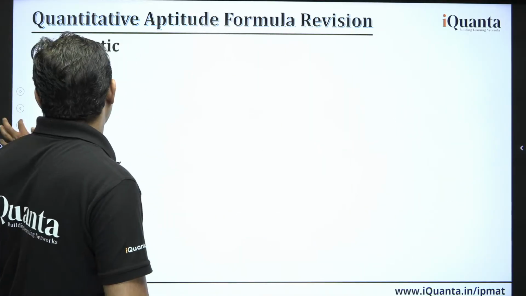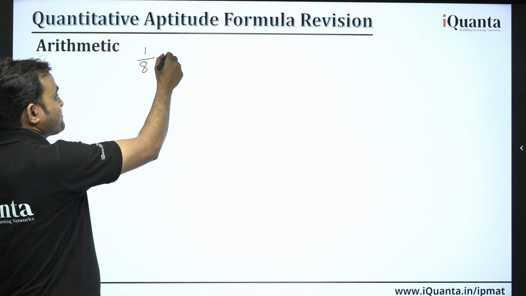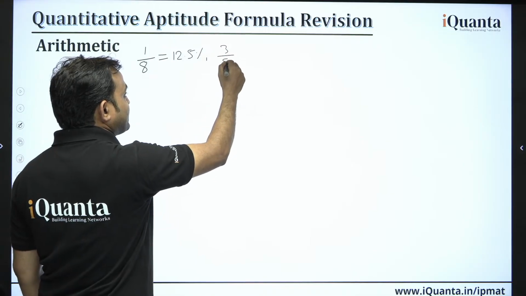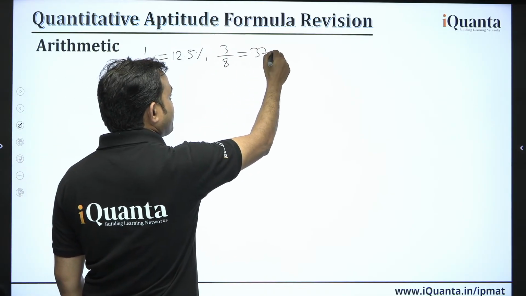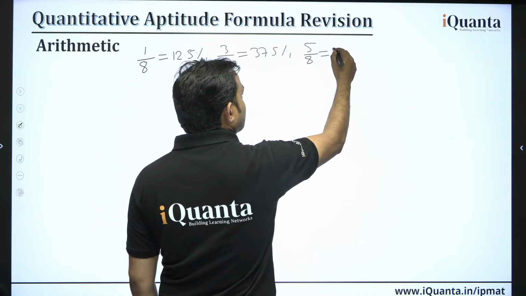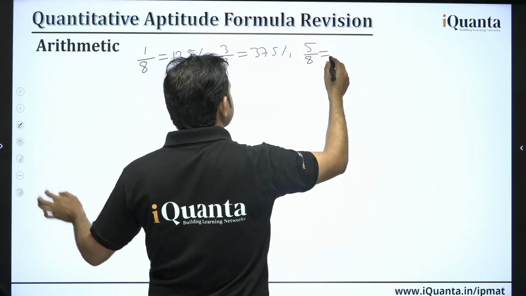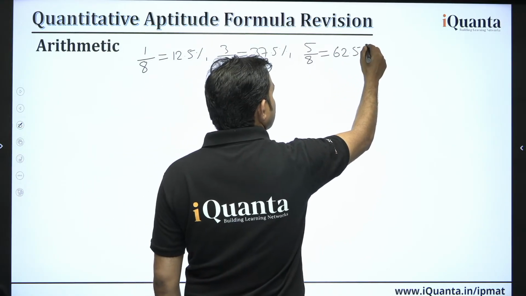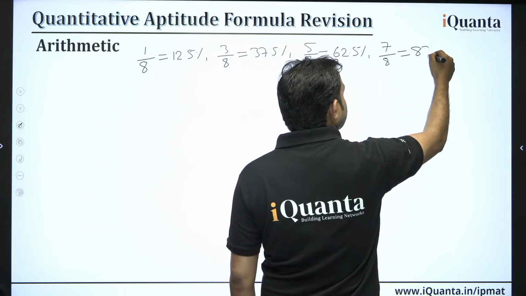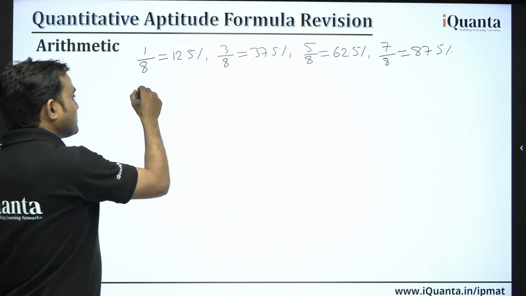After this, few more values which are important, like 1 by 8. 1 by 8 is equal to 12.5%. 3 by 8 is equal to 37.5%. 5 by 8 is equal to 62.5%. And then 7 by 8 will be equal to 87.5%. Then comes 1 by 9.